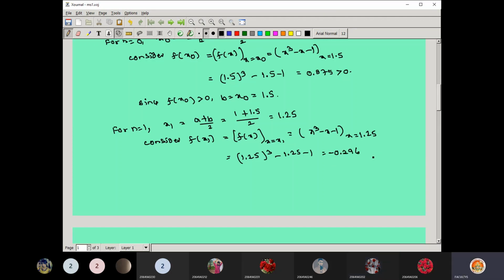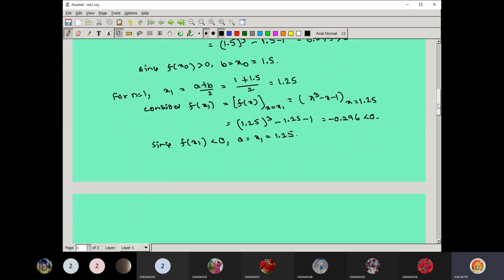Again, you are not getting equal to 0. So this value is less than 0. So you make a statement. Since f of x1 is less than 0, when it is less than 0, a is going to be changed. So a equal to your new approximate root x1, that is equal to 1.25. If greater than 0 comes, b changes; if less than 0 comes, a changes.